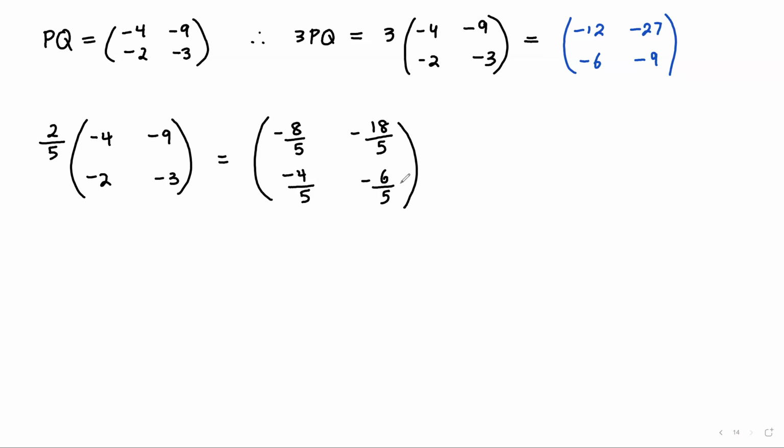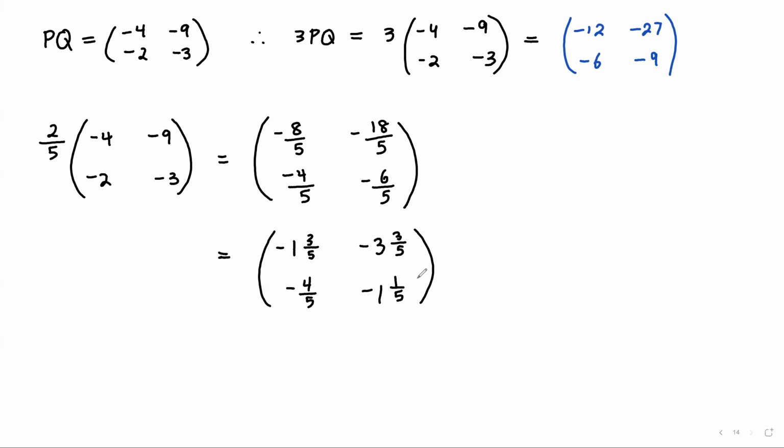And then -3 times 2/5 will be -6/5. Now, if you did it like this is fine. If you wrote it as mixed numbers, that would also be correct. It would also be acceptable. So -8/5 will be -1 3/5. -18/5 will be -3 3/5. -4/5 will just be -4/5. And then -6/5 will be -1 1/5, right?